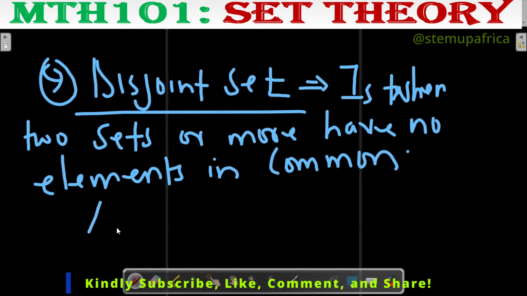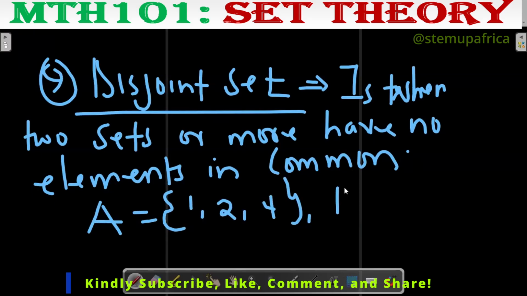If set A, for instance, is 1, 2, 4, and set B is given to us as 3 and 5, do they have anything in common? No, they don't have anything in common. So that's what I mean by disjoint sets. Write it. I've written. Okay. A minute, please. No problem.